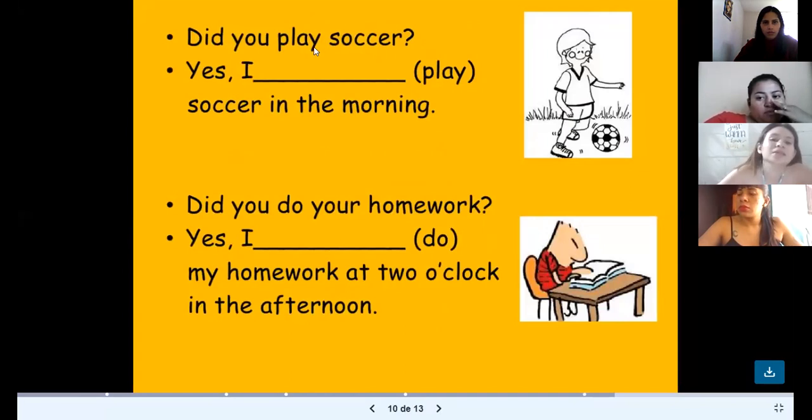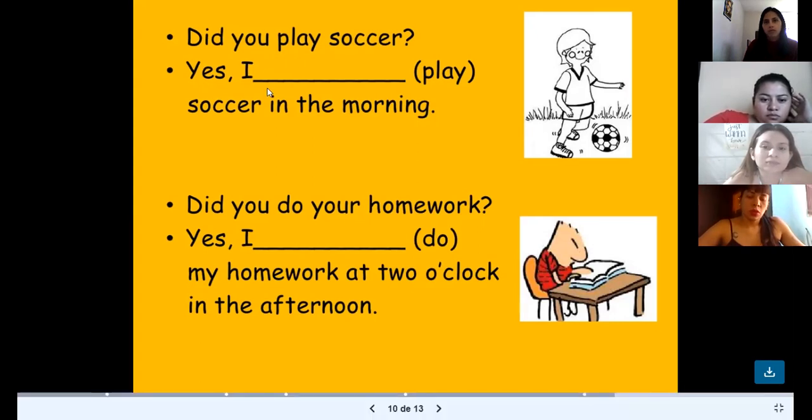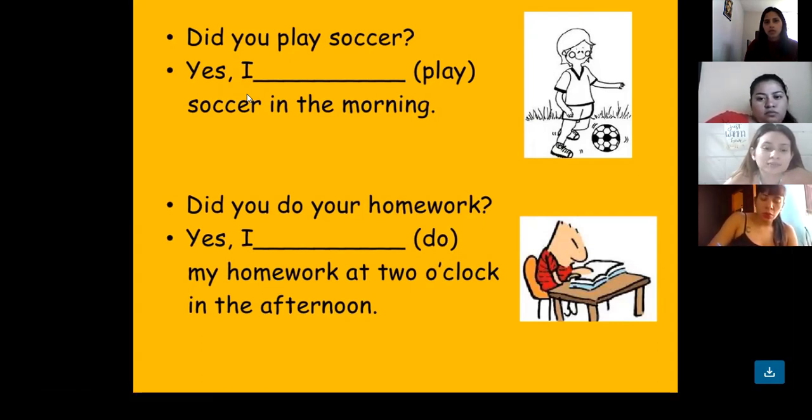Did you play soccer? This is the question in simple past, right? But what can be the question in past progressive? Were you playing soccer yesterday in the morning? Excellent. And what is the answer? Yes, I was playing soccer in the morning. Okay, very good. All right.